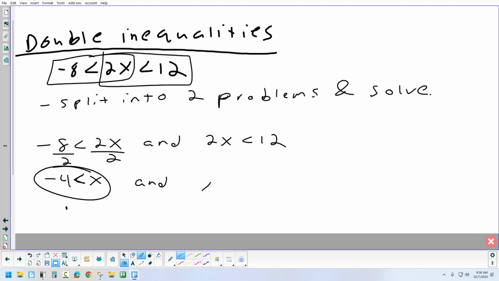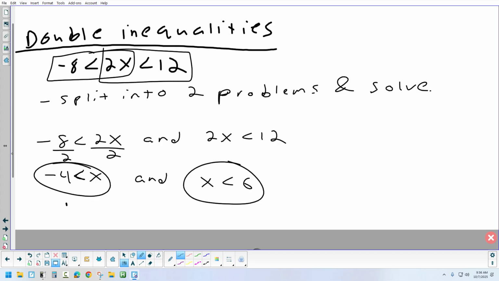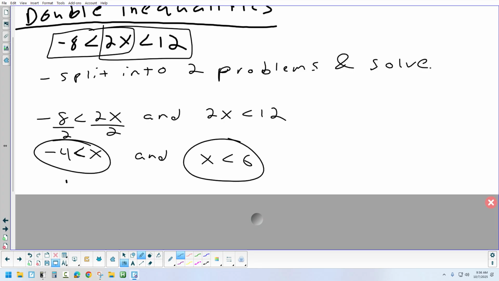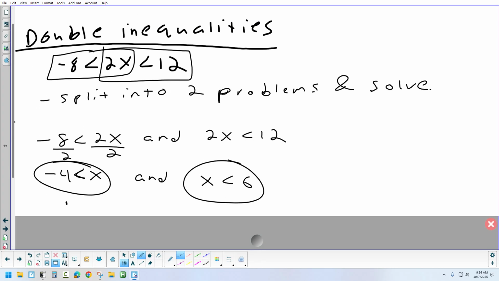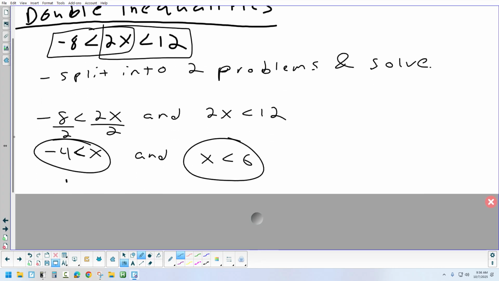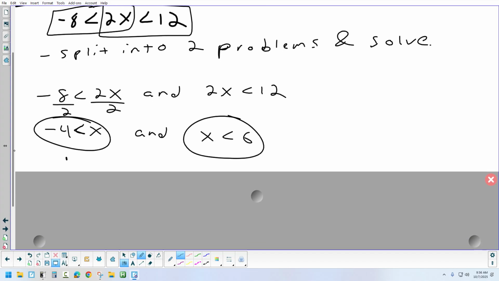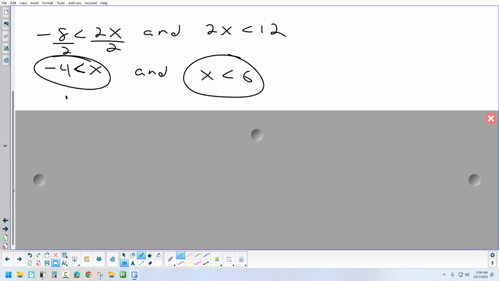And what do you get when you solve the one on the right? x is less than 6. That's how you solve a compound or double inequality. And then you put them back together? You could leave the final answer like that, or you could put it back together. It didn't say to, so in this one I'm not going to. But you could put it back together.